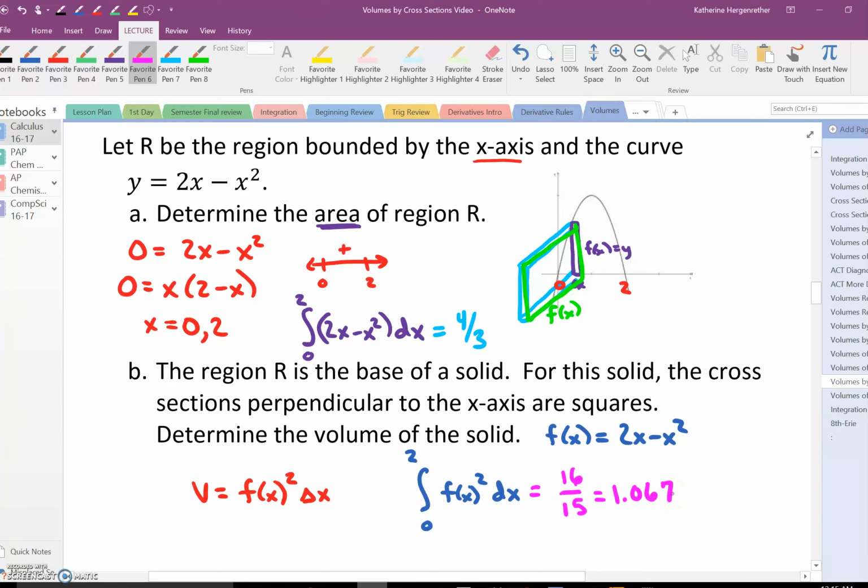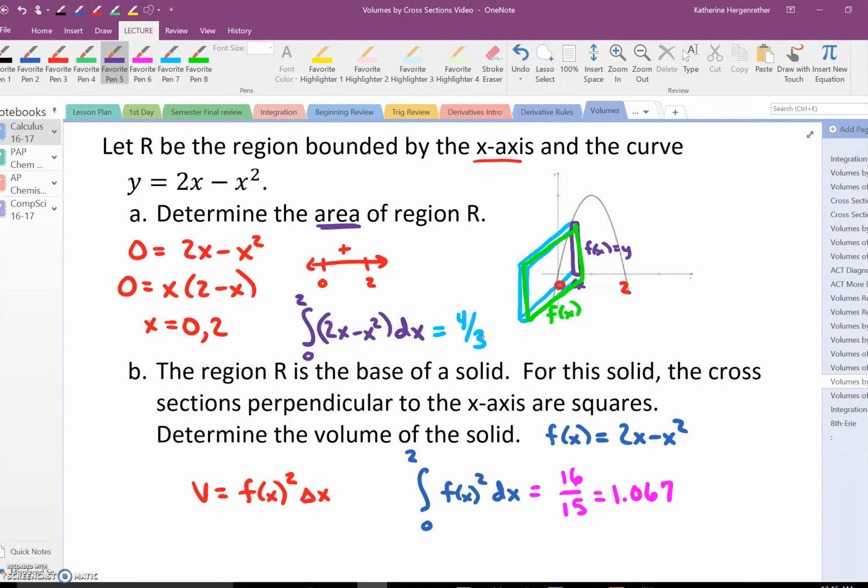And something that you really have to understand when you start comparing these is it looks like this 4/3, this 1.333, is bigger than the 1.067. But you have to realize that they're different units completely. If it's area, it would be square feet or whatever that was, and for volume you would have cubic feet, which are different completely.